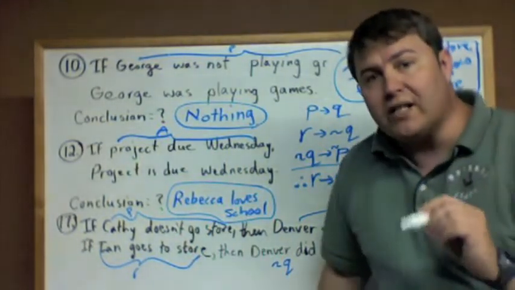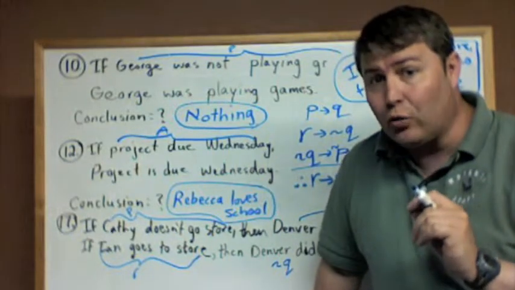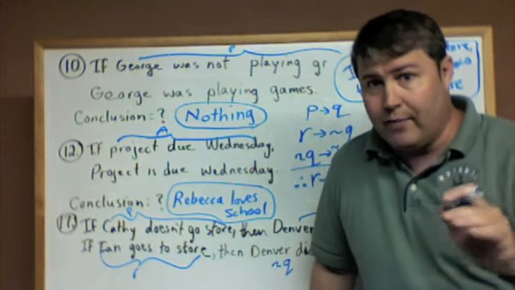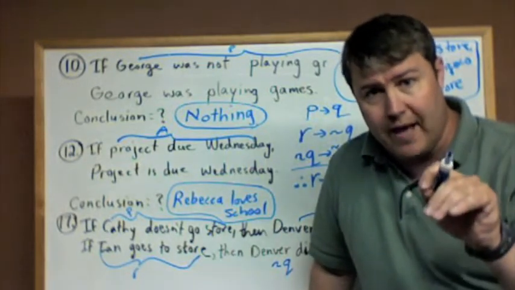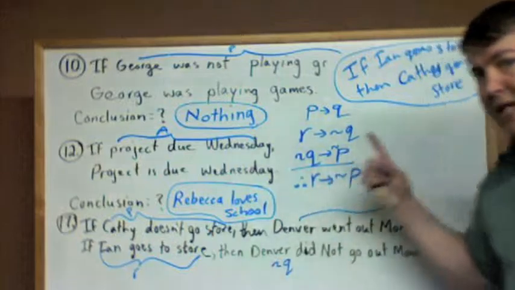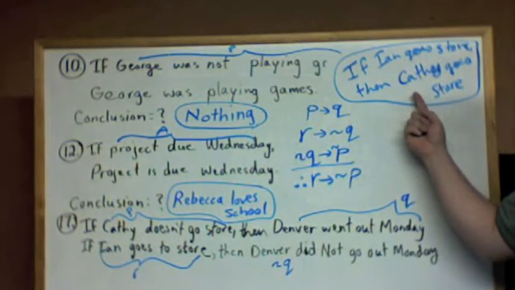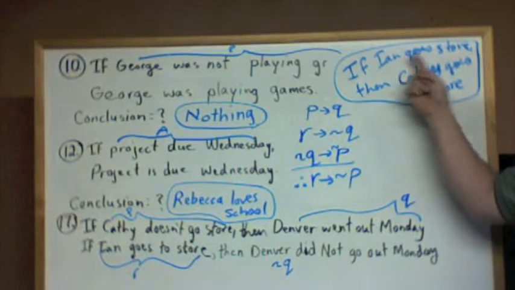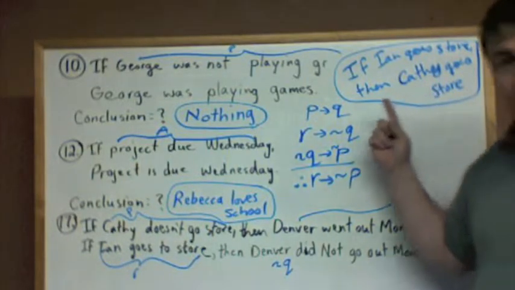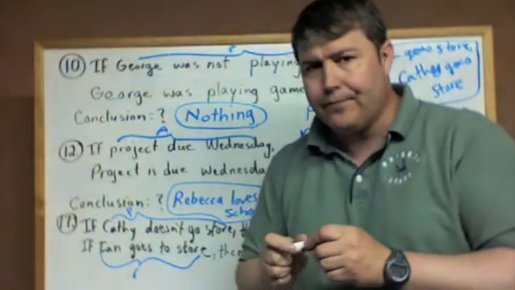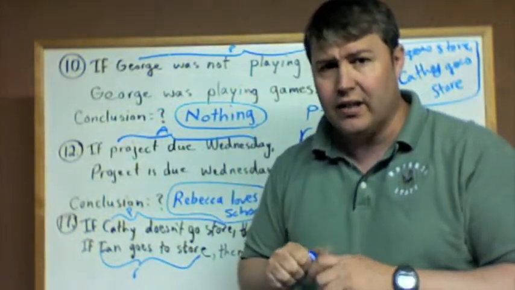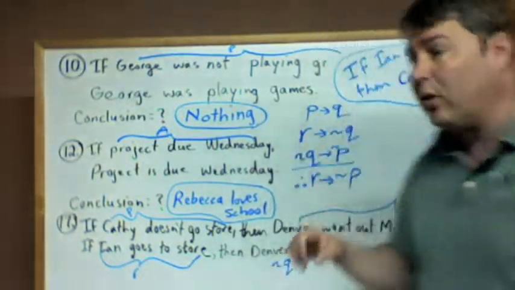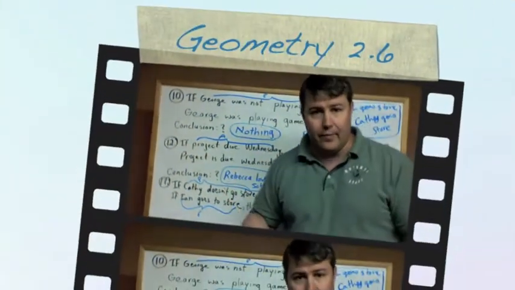Keep in mind, if you got something a little bit different, it still may be correct. Because remember, whenever a conditional statement is true, its contrapositive is automatically true. What's the contrapositive of this conclusion? If Kathy does not go to the store, then Ian does not go to the store. That is also true. I think in the answers, that's what they got. But since that is equivalent to saying this, either one of them is right.